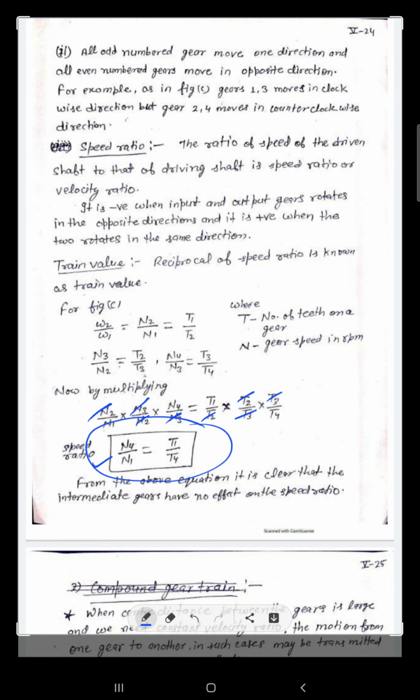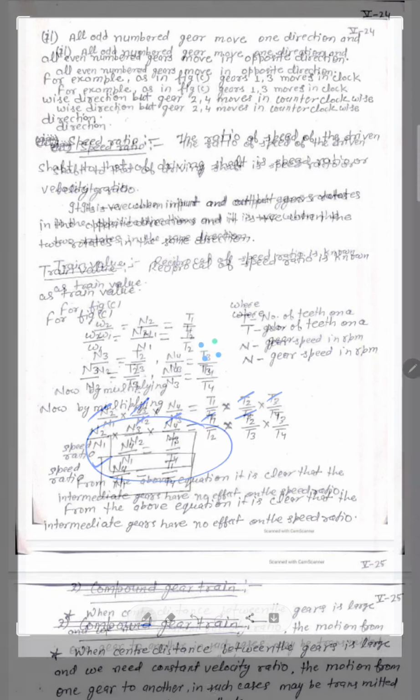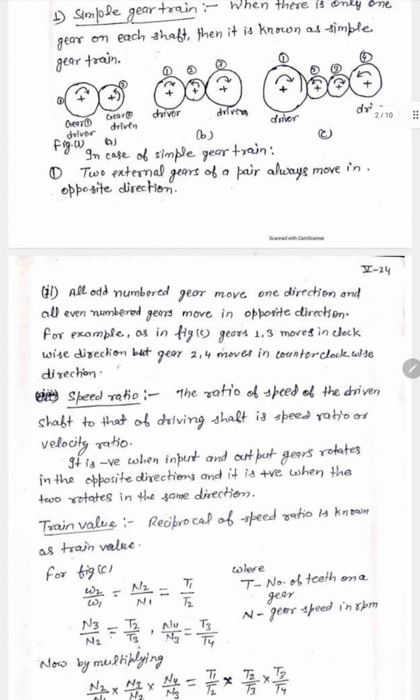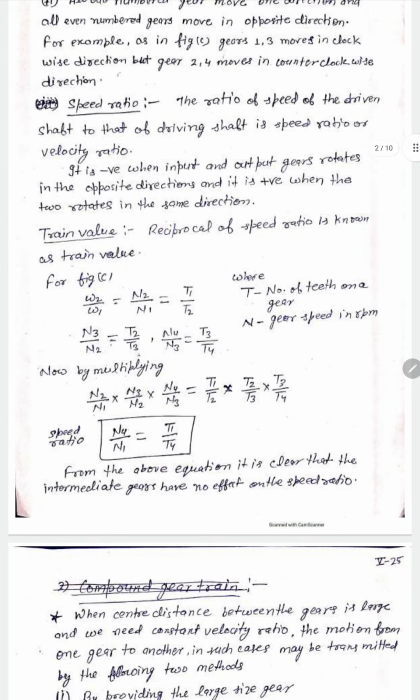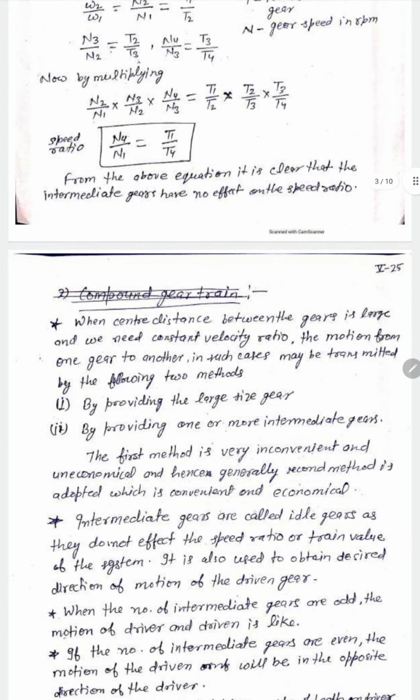This happens in the case of a simple gear train, where various kinds of intermediate gears are utilized. Gear number 2 is the intermediate gear here, or in this case gear number 2 and 3 are the intermediate gears. In this way we understood how to define a train value and what is speed ratio.